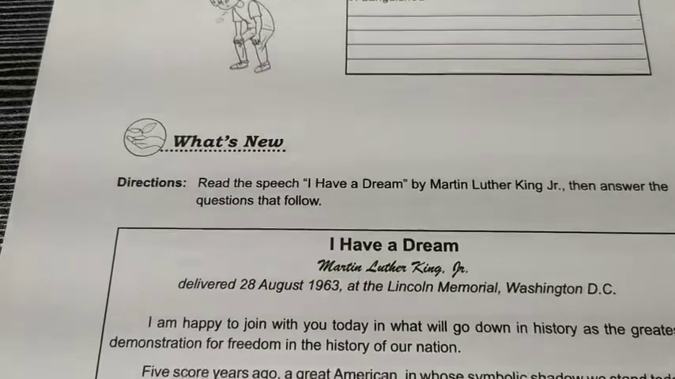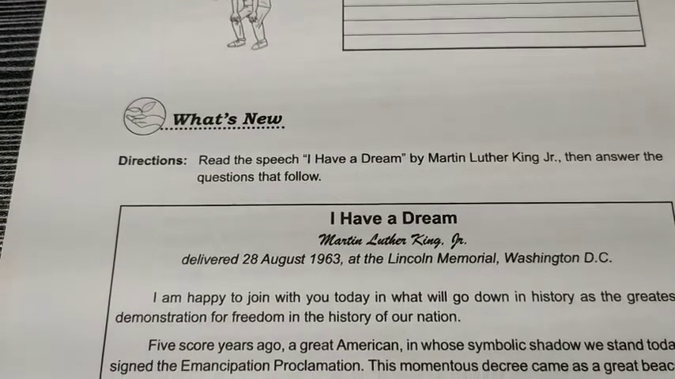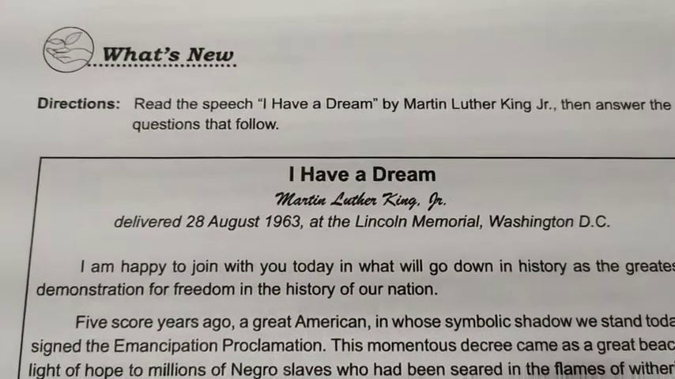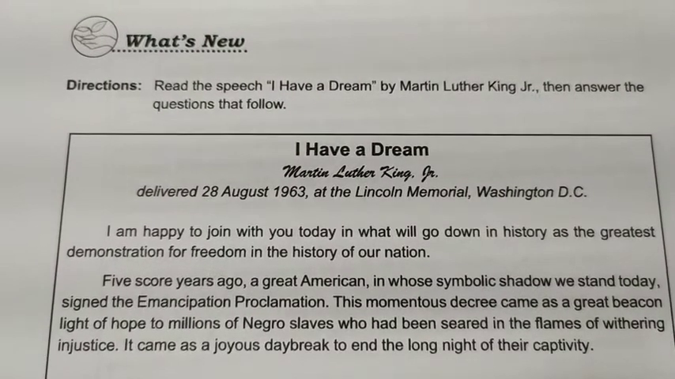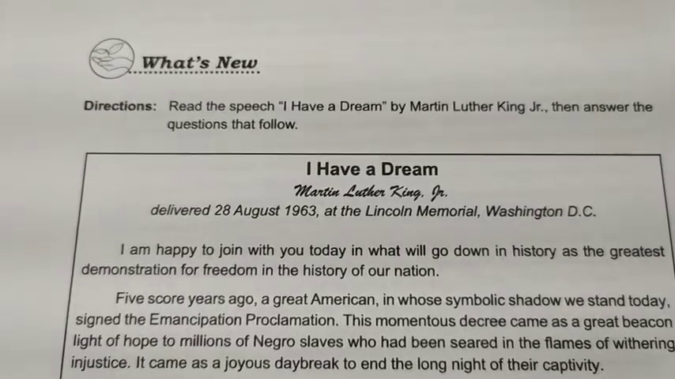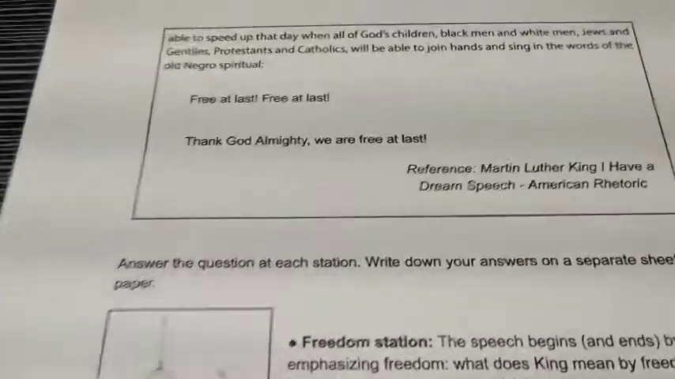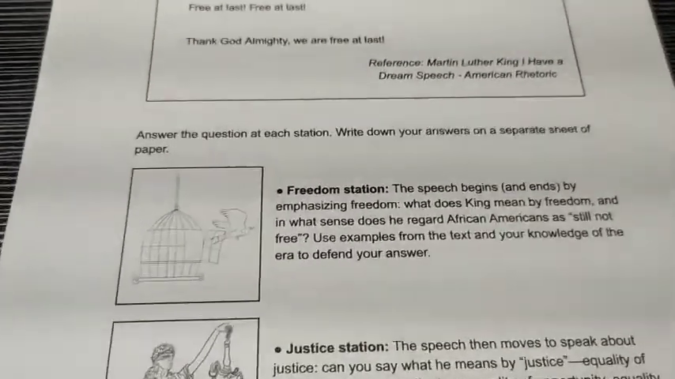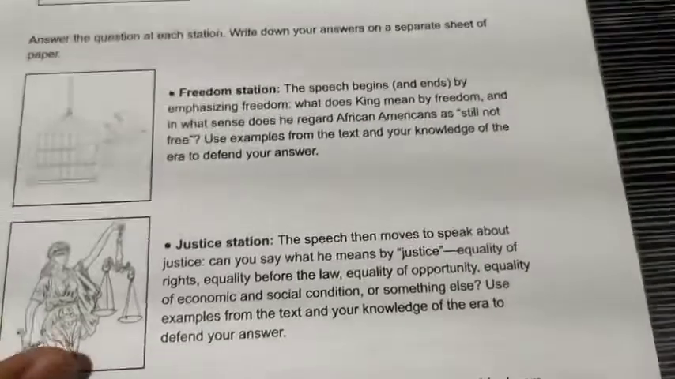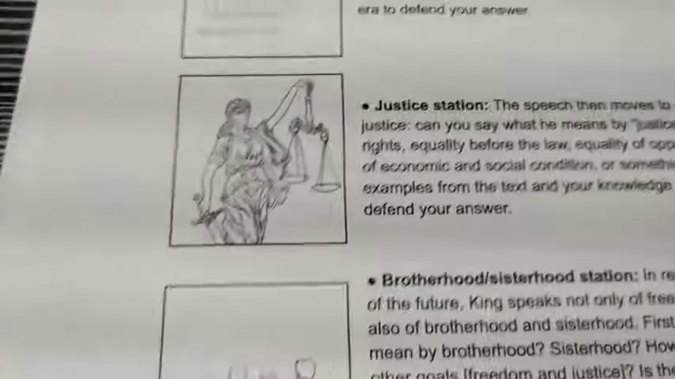And for what's new, read the speech I Have a Dream by Martin Luther King Jr. Then answer the questions that follow. So we have here, it was delivered August 28, 1963 at the Lincoln Memorial, Washington, D.C. So after reading that, it's quite long, but give time in reading that. And the answer will be, we have here 3 illustrations. So it talks about freedom and unity.